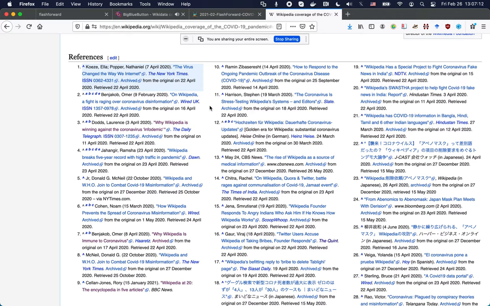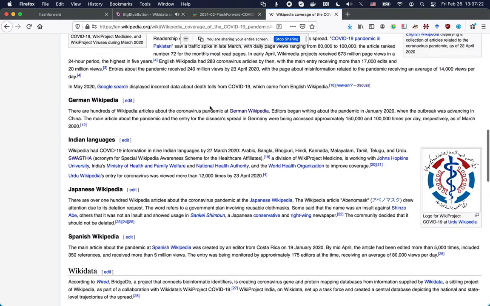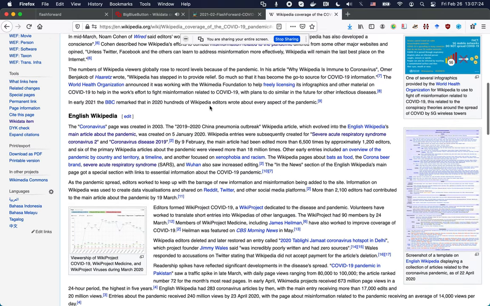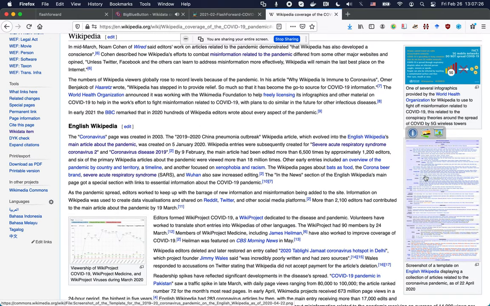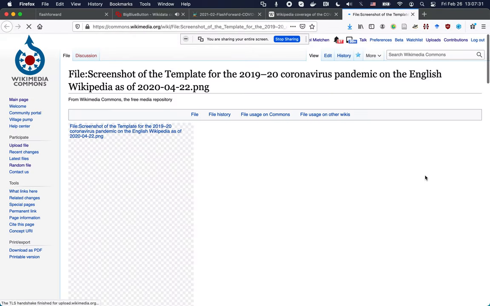And so these external articles are then referenced in the Wikipedia article to highlight or describe how Wikipedia responded to the COVID-19 pandemic. That's one thing. Then here is this template that Neta also was talking about. So let's have a look at that.